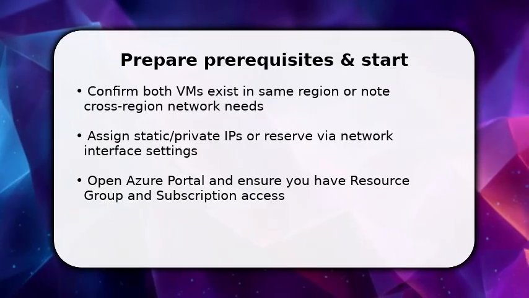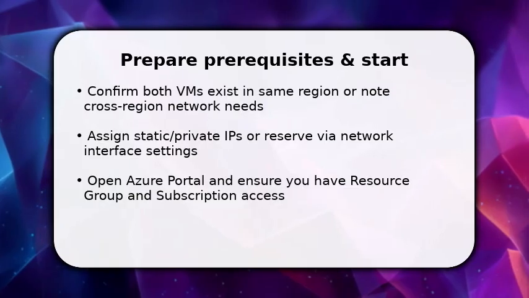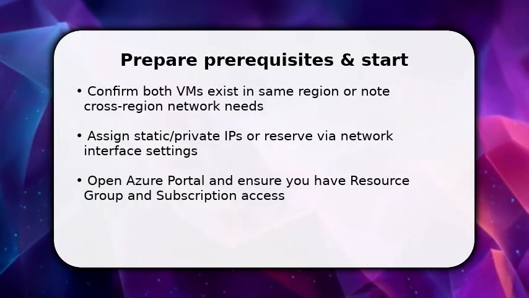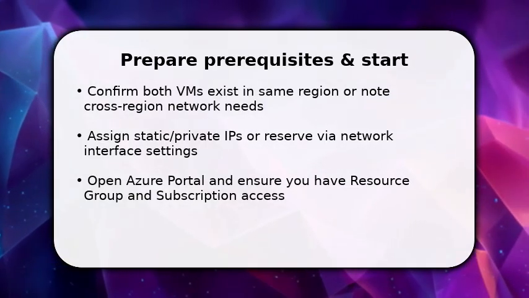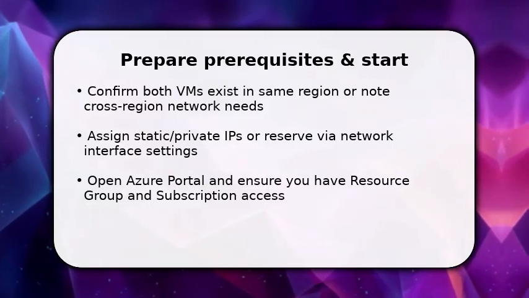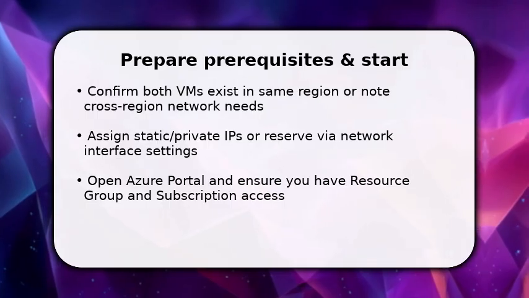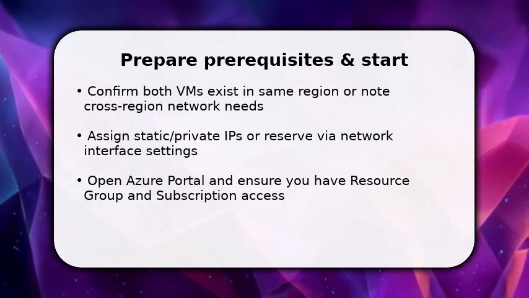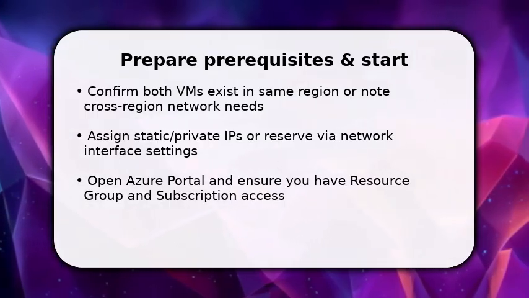You begin by verifying prerequisites and taking the first actionable steps. Confirm both VMs are in the same region or decide on VPN/peering if not, because latency and routing differ. Next, assign static private IPs on each VM NIC to avoid address changes.